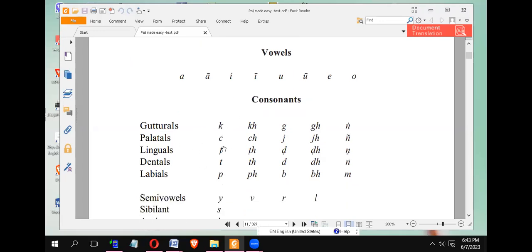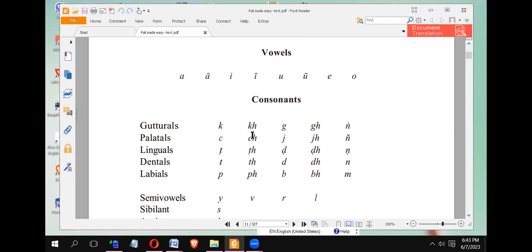Then sometimes you notice in Pali there's T and T dot. T dot we call lingua. So now you might as well recognize the names. Guttural is the throat: ka, kha, ga, gha, or ng also can, an n dot.